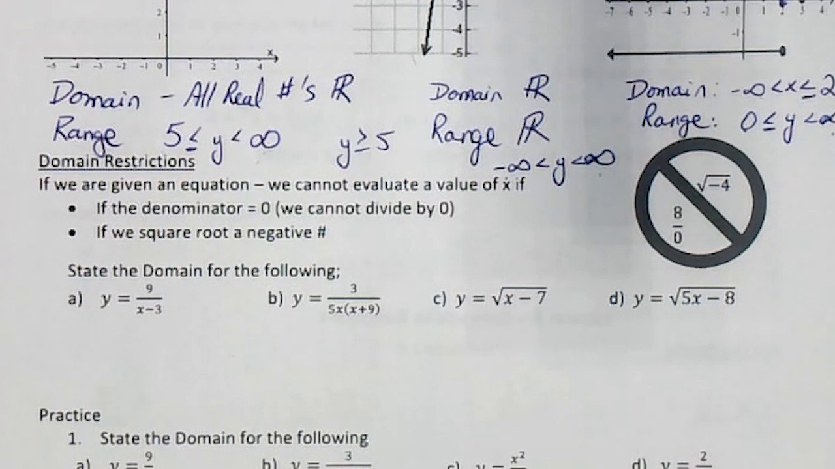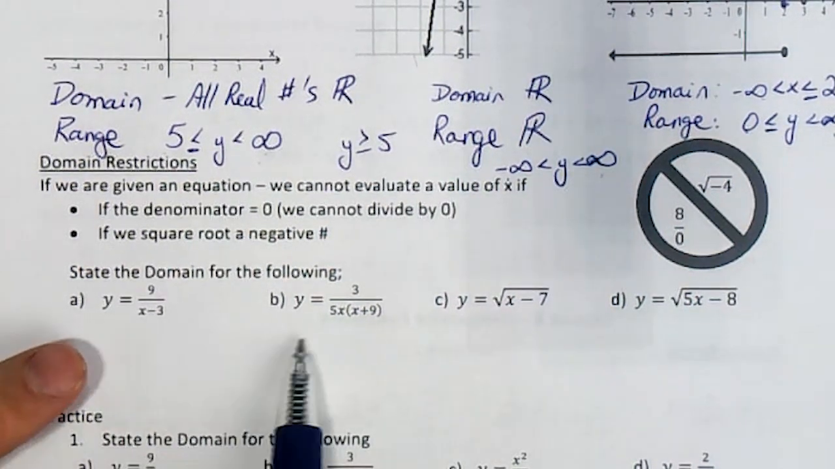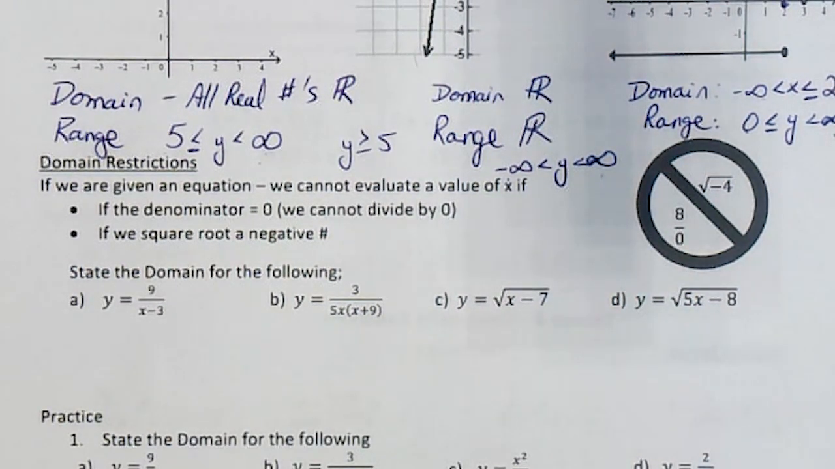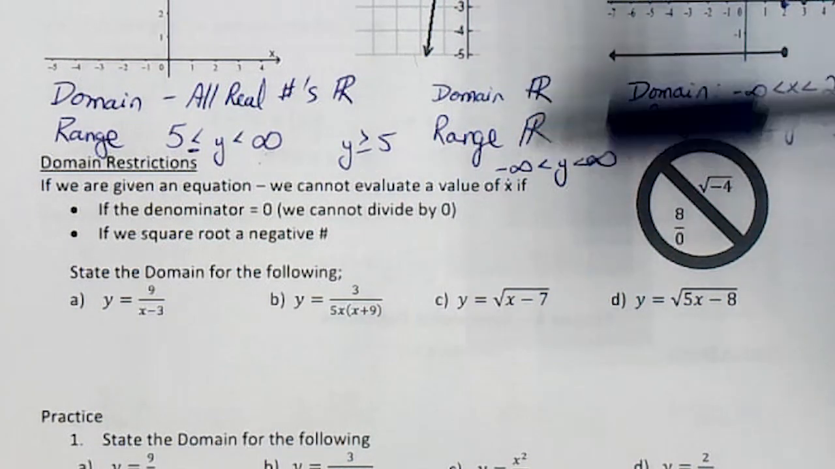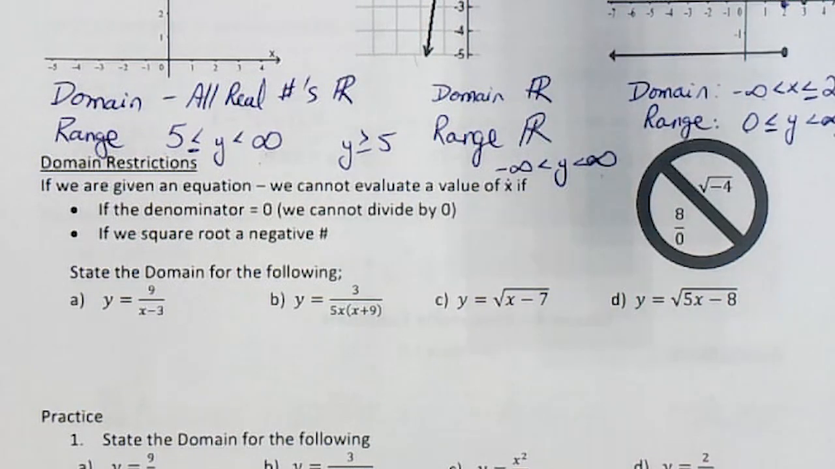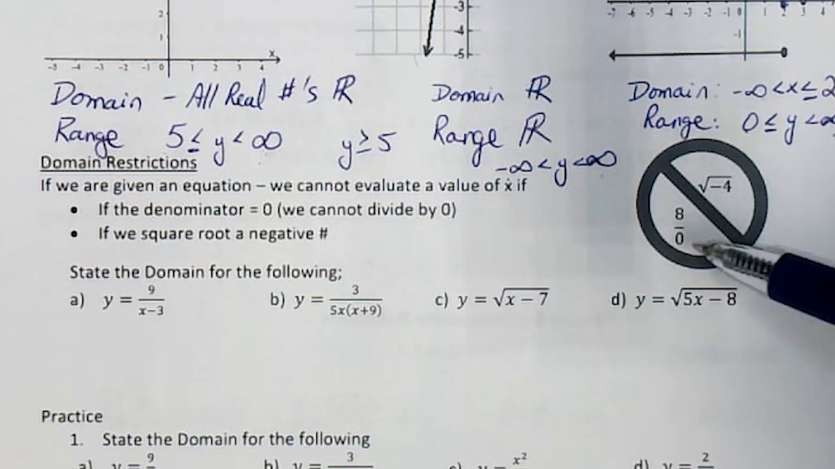So now, what happens if we have an equation, a function, and we're asked to find domain and range? Now, normally with most functions, the domain and range is all real numbers. We can go as far as we want. There's 2 exceptions, and it's right here. We can't take the square root of a negative, and we can't divide by 0.